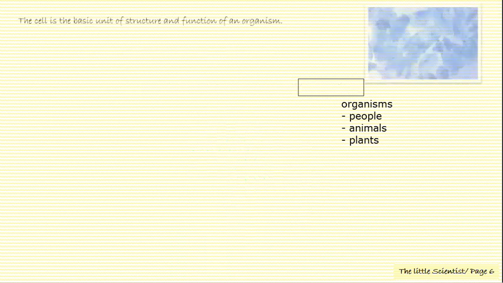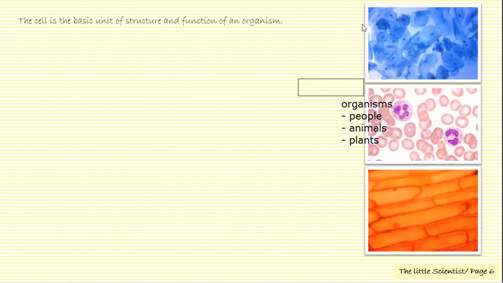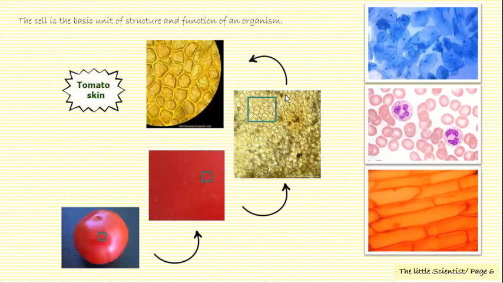Cells have different jobs, different shapes, different sizes, and they build living things, as I said. How did we know? For example, we took this tomato, we took a piece of the skin of the tomato, and then we looked under the microscope. We saw that the skin of a tomato fruit is made out of a big number of cells stacked next to each other.